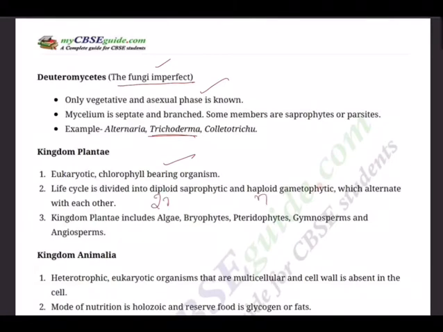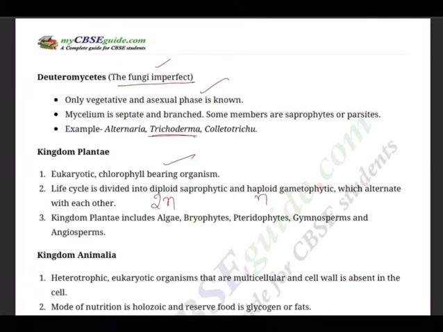Diploid, that is 2n, sporophytic, and haploid gametophytic, which alternate with each other. That's why the concept is called alternation of generations. So kingdom Plantae includes algae, bryophytes, pteridophytes, gymnosperms, and angiosperms. Of course, in our next chapter, we will be dealing with kingdom Plantae at large, and we will be having the special characters of each of algae, bryophytes, pteridophytes, gymnosperms, and angiosperms.